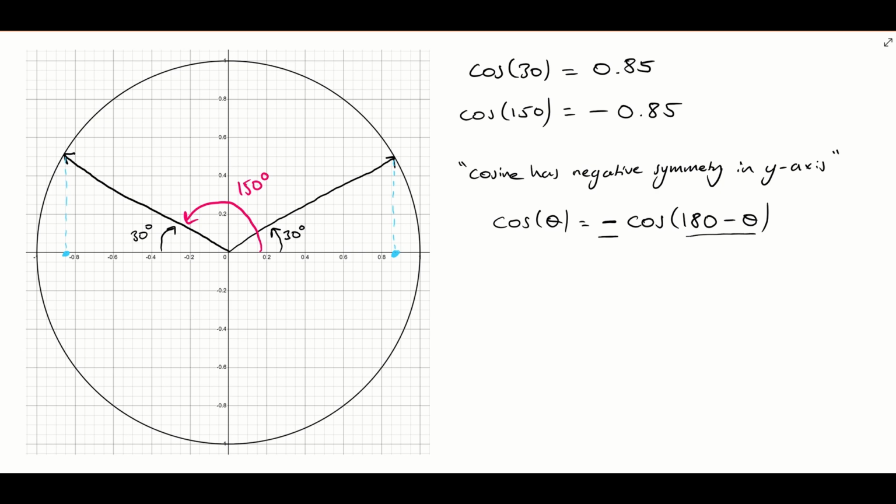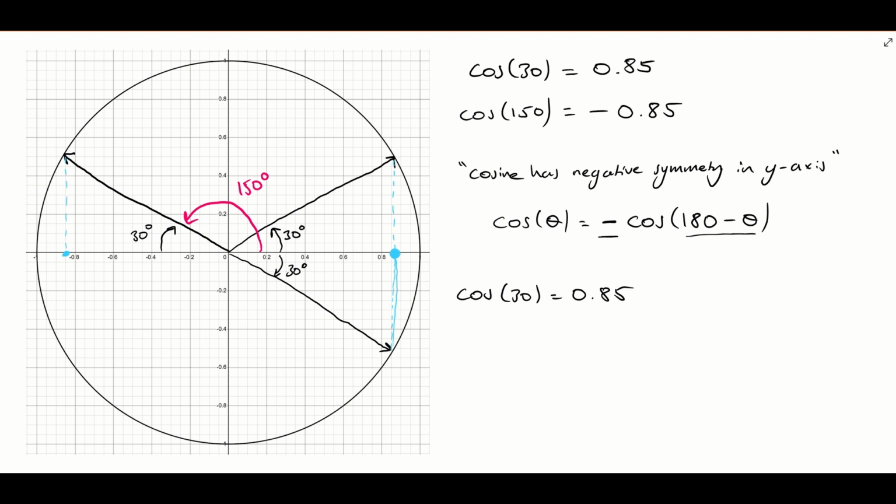Now, what happens if I reflect in the x-axis? Well, let's draw that down to here, right? So this is me reflecting my 30-degree angle in my x-axis. And well, if I measure that cosine value, I have to measure to the x-axis, right? That's how we measure cosine. So we get to the same point which we had to begin with. So we get this idea that cosine is going to have positive symmetry in my x-axis. Again, that's opposite to what happened with sine. So we say that I know that my cosine of 30 is 0.85.